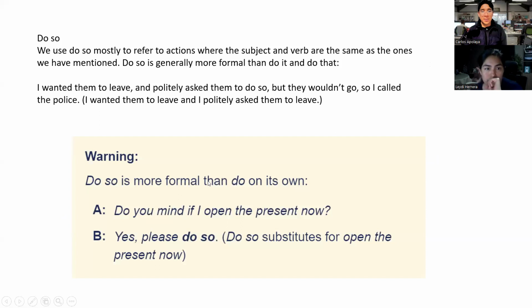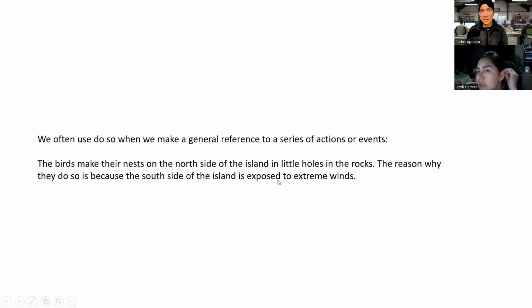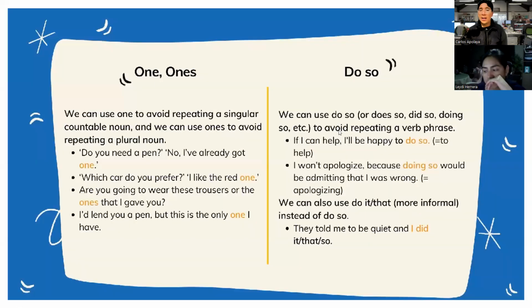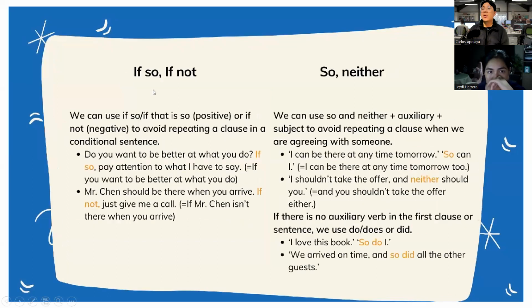We can skip this part. Like this, "Do you mind if I open the present now?" "Yes, please do so." Yes, please open the present now. Yeah. Let's move on to the next part. So we're done with "one," "once," and "do so." Now let's continue with "if so" or "if not." "If not" is like "de ser así, if not," si no.